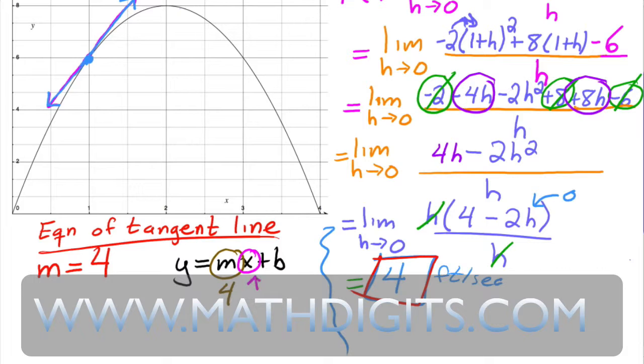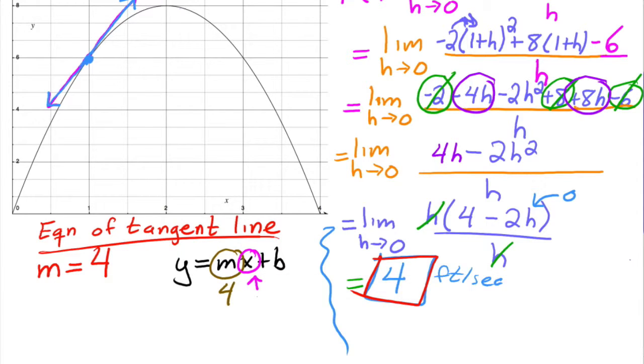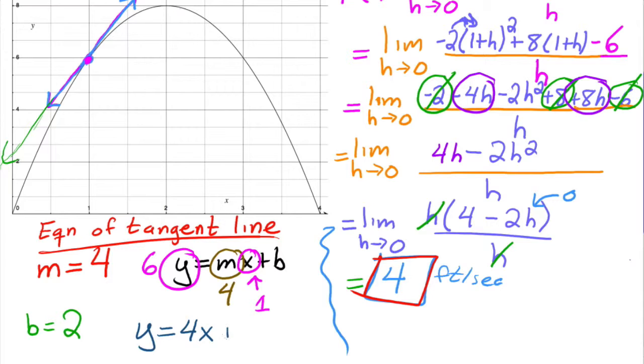So I don't know about you, but I think we should plug in the only value that we know on the line, which is 1, and the y value is 6. So for that, you get that b is going to equal 2, which looks pretty close to what our picture is showing there. And so then what this means is that our tangent line is going to look like y equals 4x plus 2. And that's the equation of that tangent line.